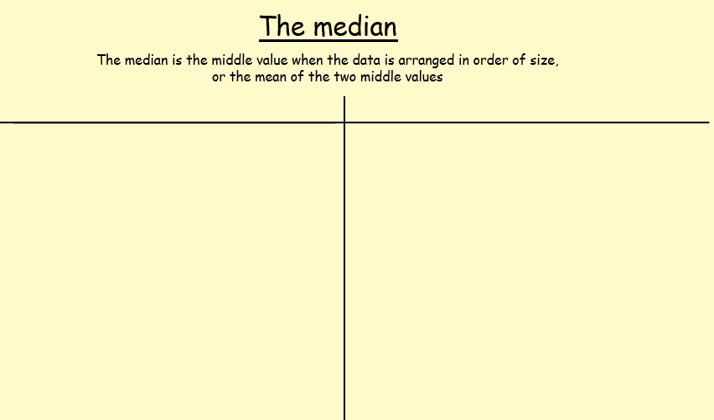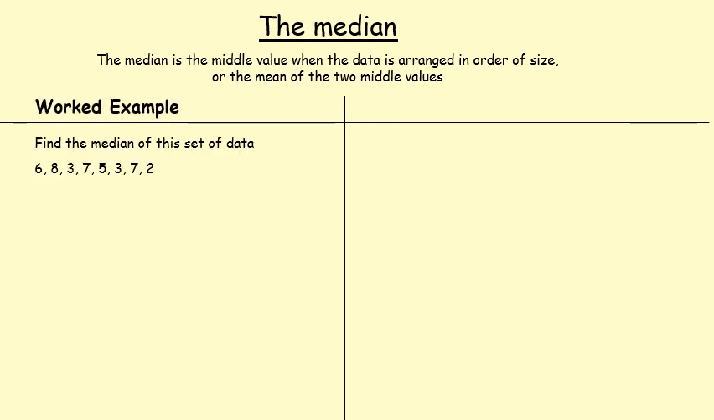One more example of the median. So let's work through this on the left. We want to find the median of this set of data. What we're going to do is put the numbers in order, because a median says we arrange our data in order of size, smallest to biggest.